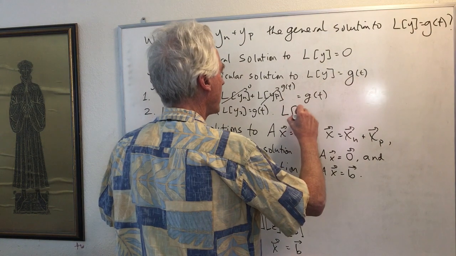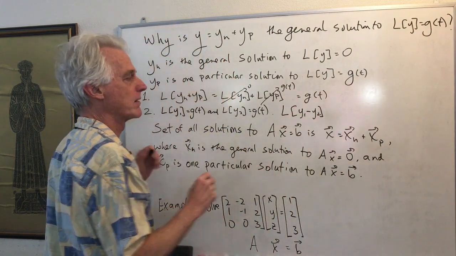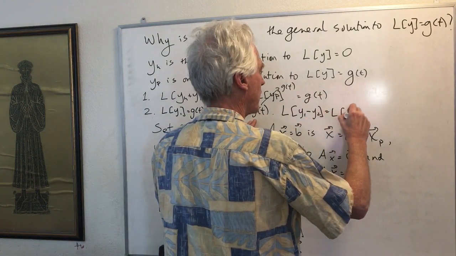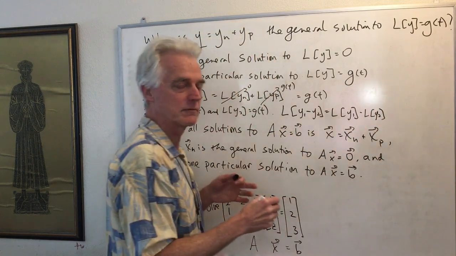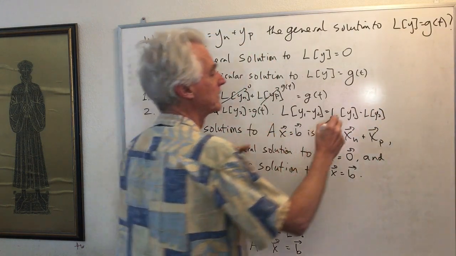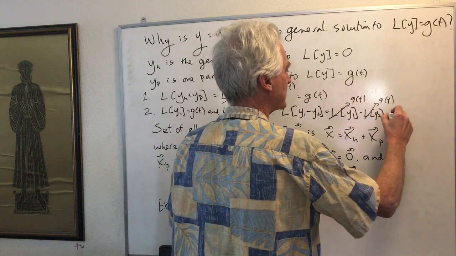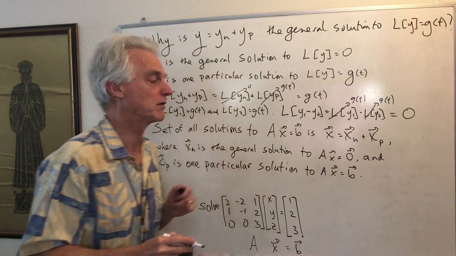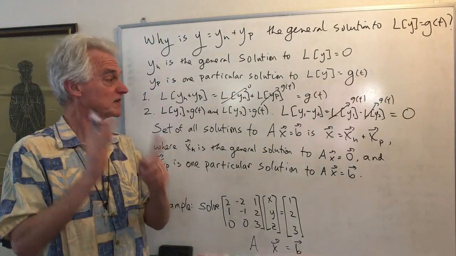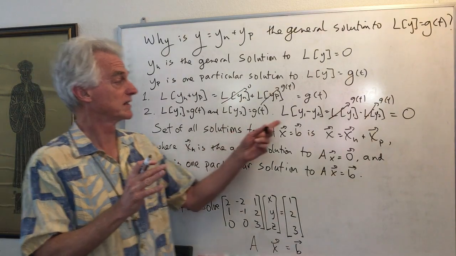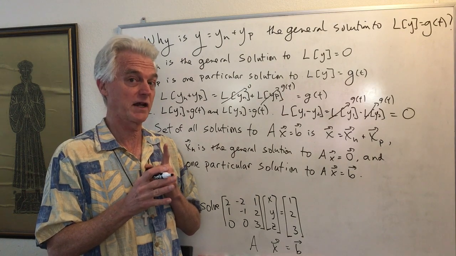So what happens if we take the difference of these? If we take L of y1 minus y2, this is L of y1 minus L of y2. Why? Because L is a linear operator. And this is g of t, and this is g of t. I get g of t minus g of t, I get 0. In other words, the difference between any two solutions is a solution to the homogeneous equation Ly equals 0, right?